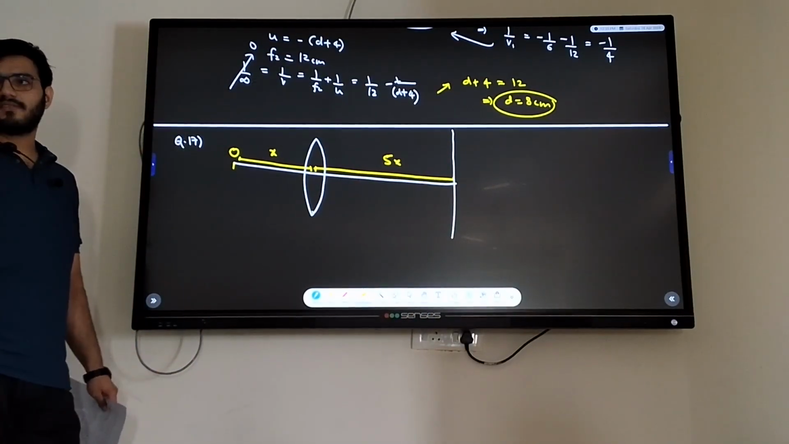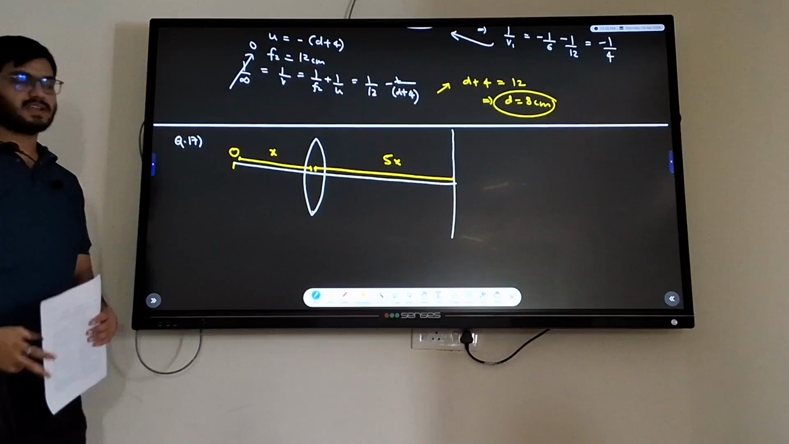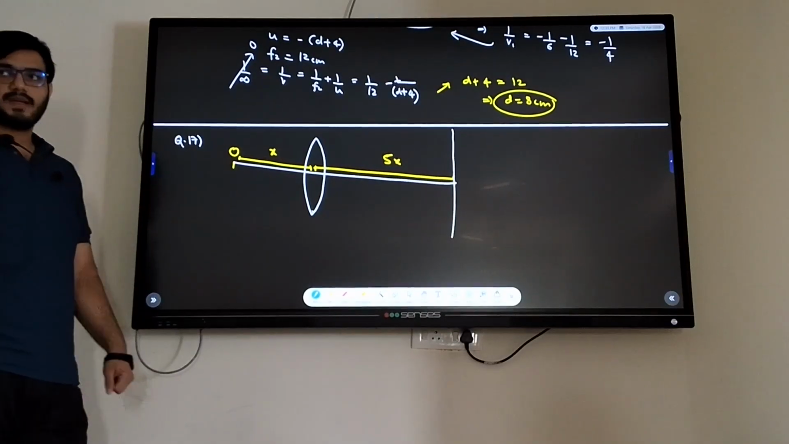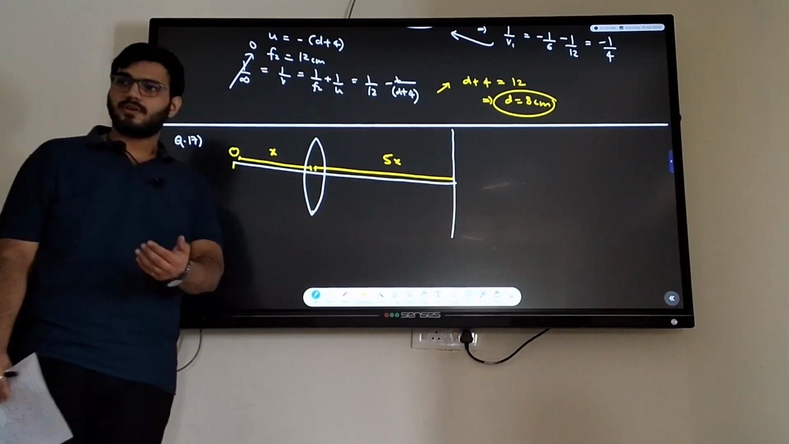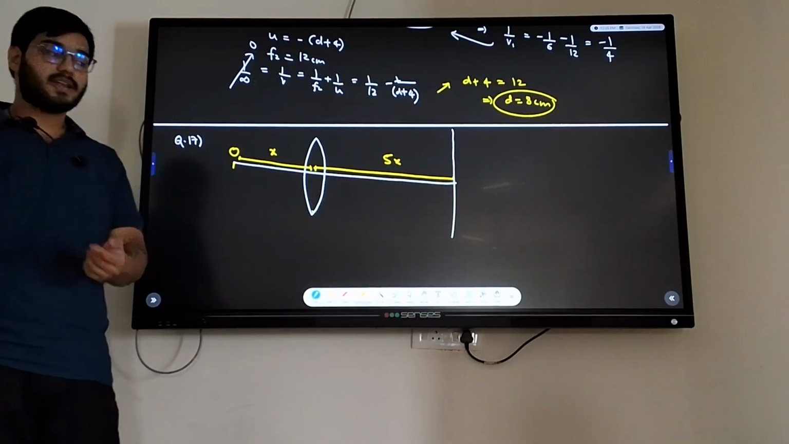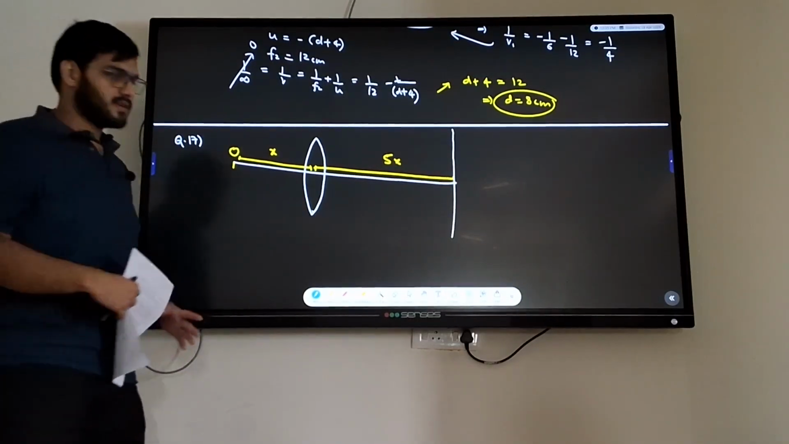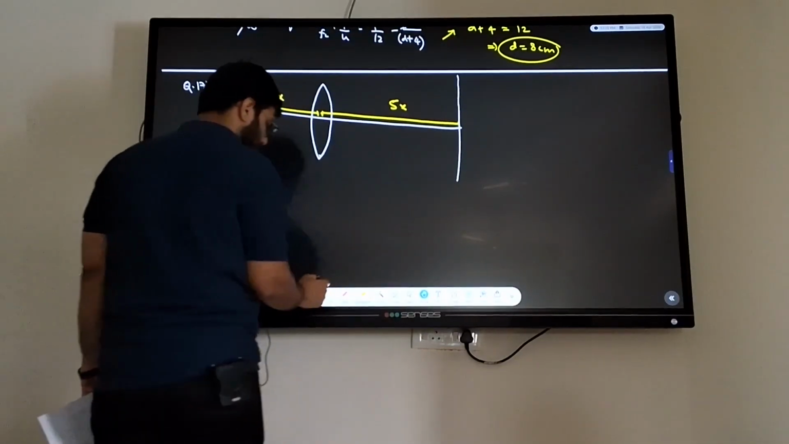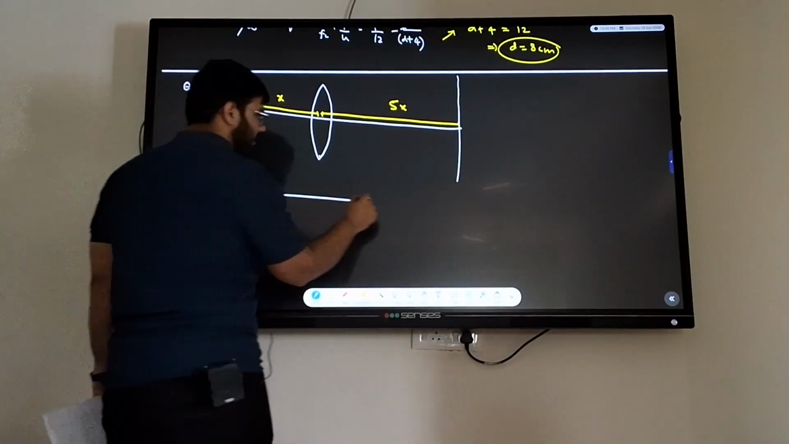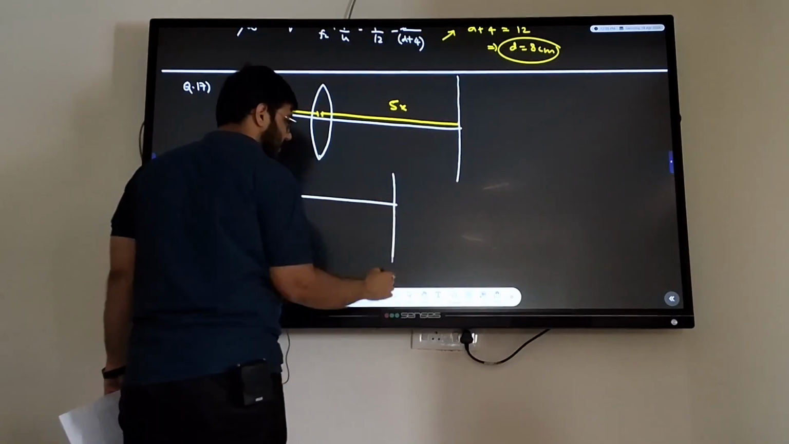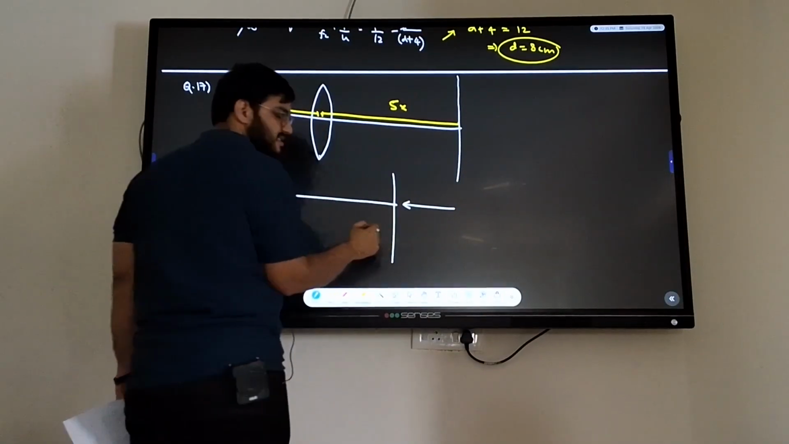This is the first line of the question. They have given that the magnification is 5 times. Now they are saying that you are going to displace the screen and you are also moving the lens, and you are not moving the object at all. So let's say you move the screen up until here, and by what distance are you moving?